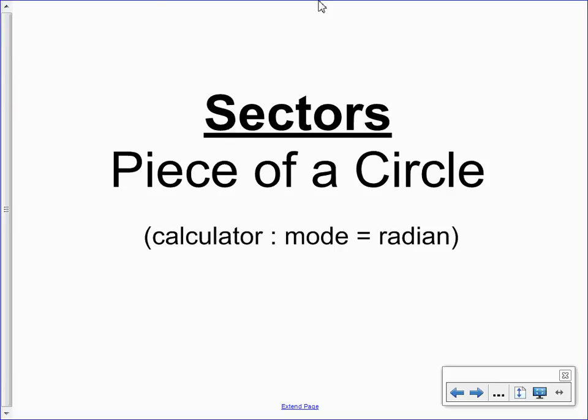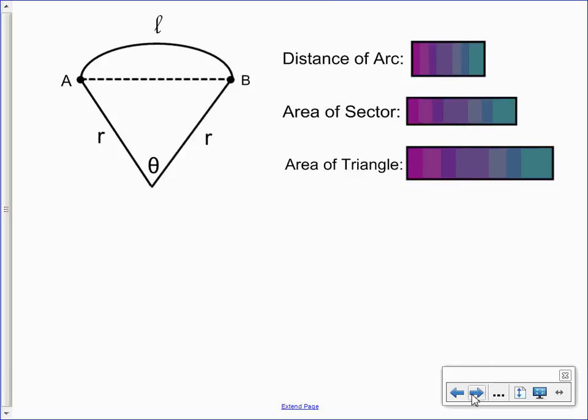Okay, so make sure your calculator is on radian mode because the formulas will not work for degrees. If it's in degrees, you have to backtrack and change it back to radians, which is all that fun. Here we go.